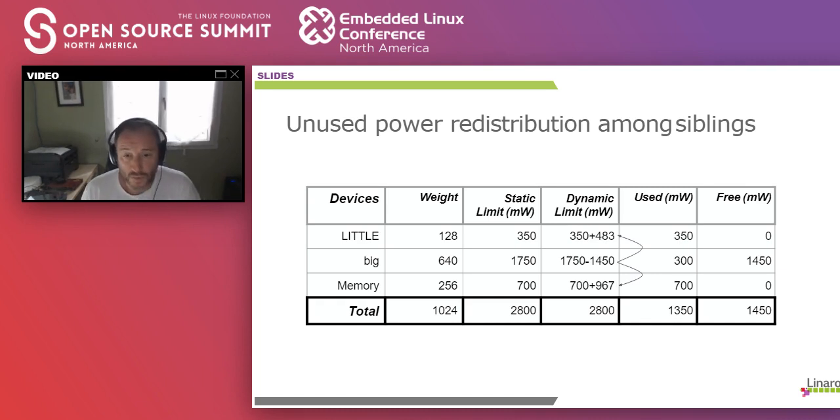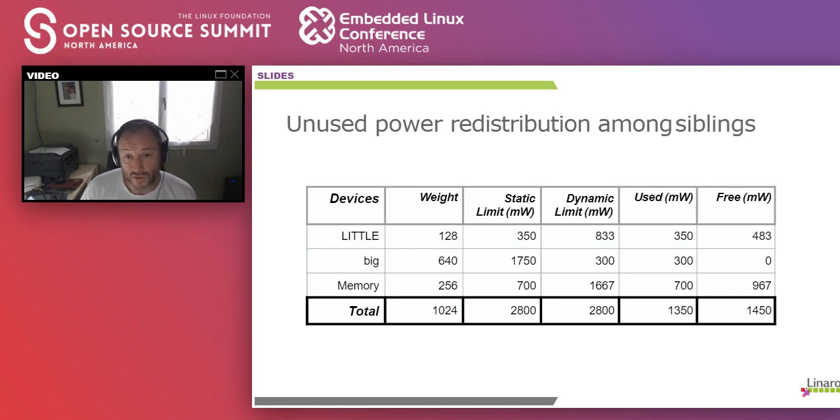So for that, we take the free power we have for the big, and we apply the remaining weight we have. Here we have 128 and 256, which is roughly 33% and 66%. And so we give 33% of the free power to the little and 66% of the free power to the memory.